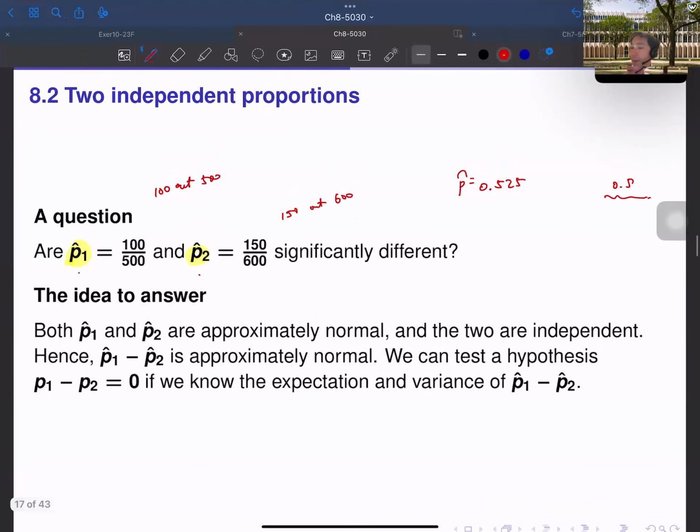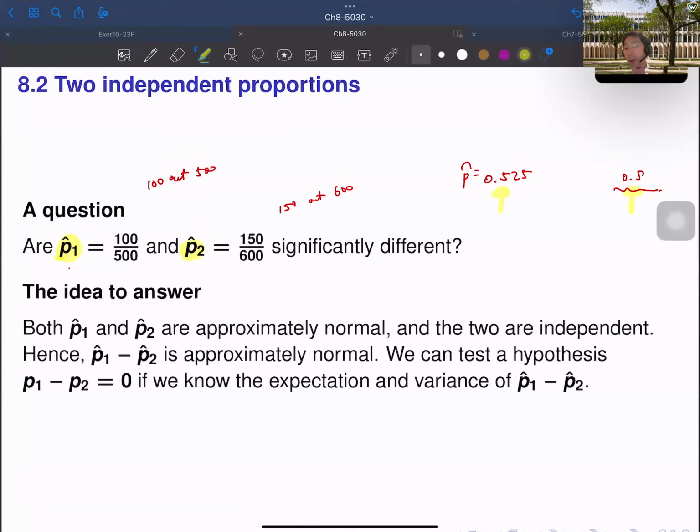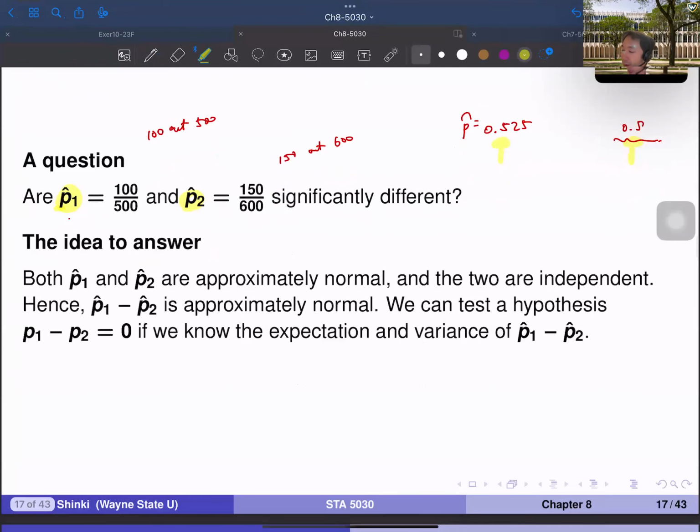So we have P1 hat and P2 hat, and we want to compare them. This is similar to the previous section. Previously, we compared P hat with 0.5, but 0.5 is a fixed number. Here, both P1 hat and P2 hat have some variability. But still, the normal distribution has good properties, so we can use the normal approximation to see the difference between P1 and P2. P1 hat and P2 hat are both approximately normal, and the two are independent.